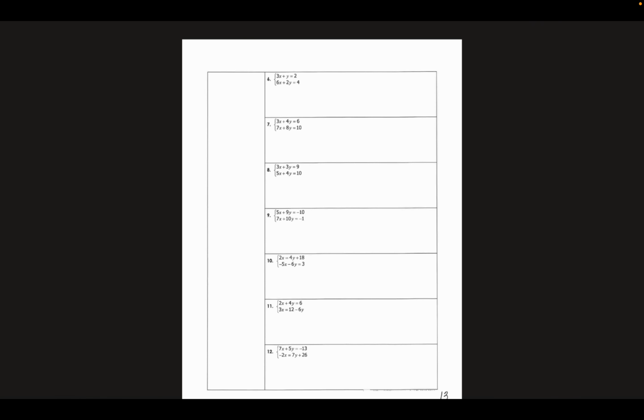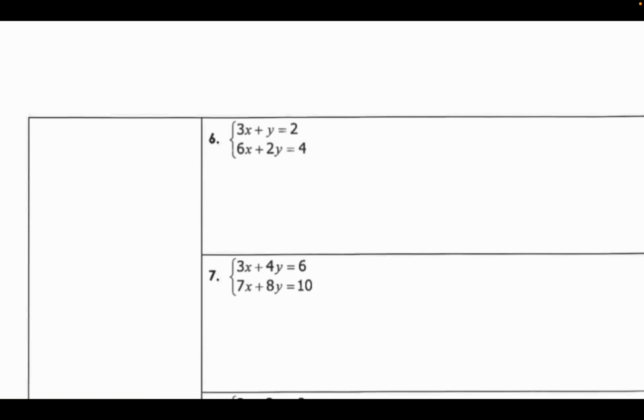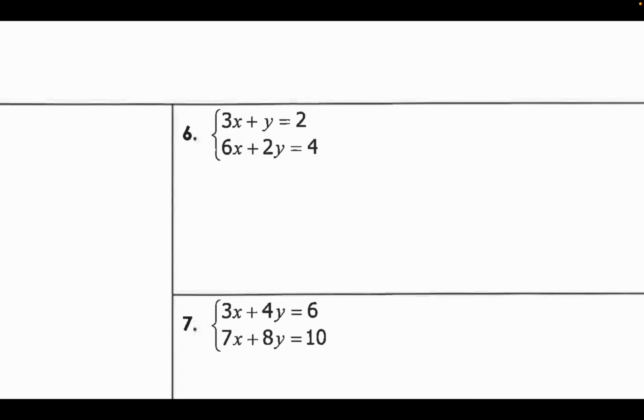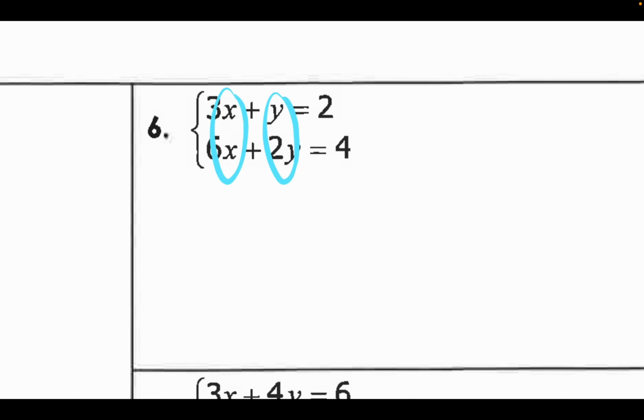Moving on to example 6 here. We end up having everything lined up again: x, y equals numbers. And as I look, I need to multiply an equation. If I multiply this top one by a negative 2, my x's will eliminate at negative 6 and 6, but also my y's will eliminate at negative 2 and 2. How neat. So let's go ahead and multiply this top equation by negative 2.